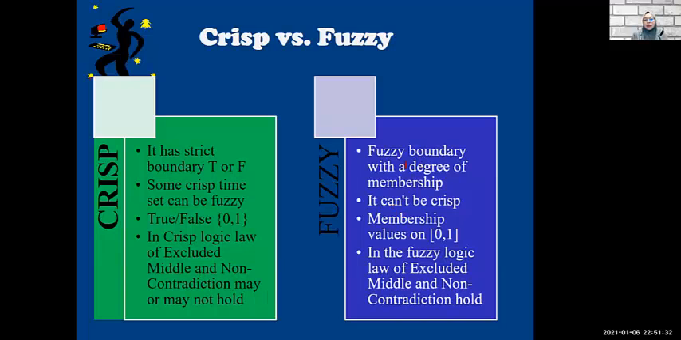In fuzzy, the boundary has a degree of membership. So it can't be crisp. Membership value is between 0 and 1. So we can have 0.1, we can have 0.05, we can have any value between 0 and 1. So in fuzzy logic, the law of excluded middle and non-contradiction do not hold.